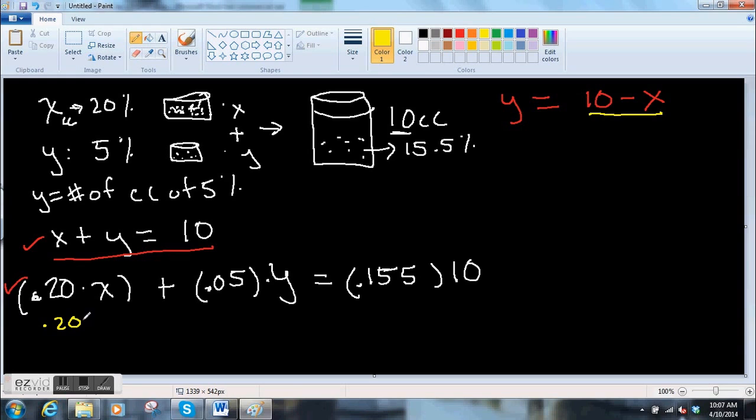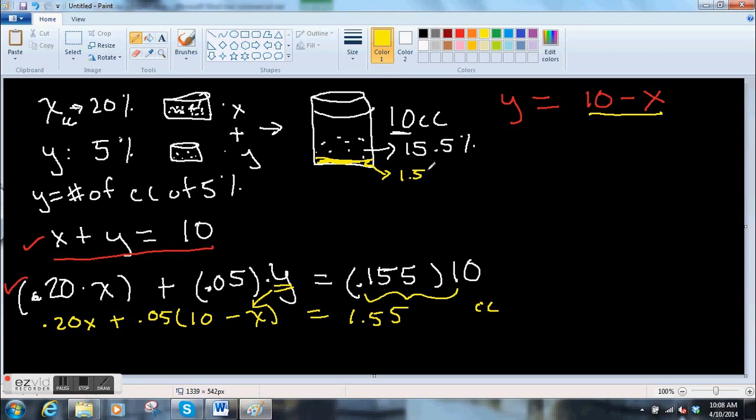So I have 0.20x plus 0.05, and now I'm going to plug this whole thing in there, 10 minus x, because that's plugging in for y, equals... I'm just going to go ahead and solve this. 0.155 times 10 is 1.55. That's the number of cubic centimeters of medication that's actually in here. If you were to measure out the amount of medication, it would be 1.55 cubic centimeters.